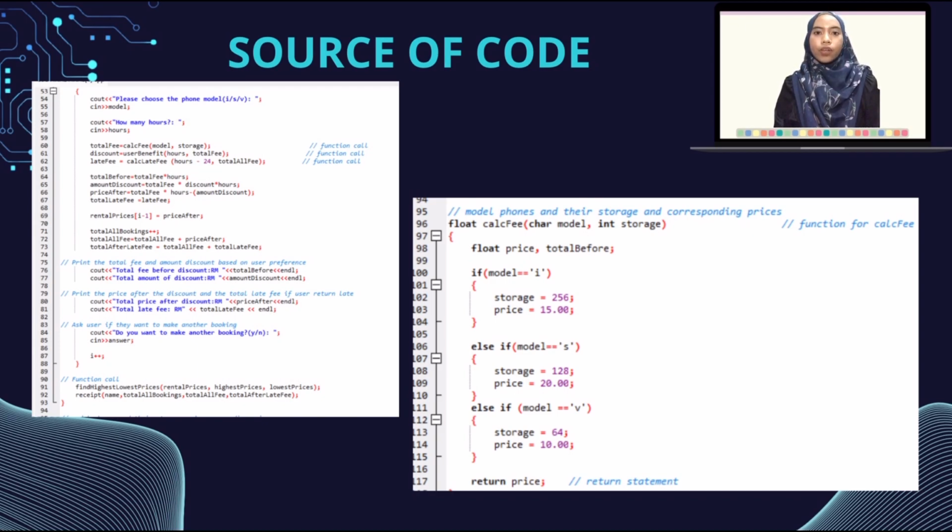Next, we will calculate the fee for the customer. We started with variable declarations, then we have selection. If the customer chooses model I, which is iPhone, the storage is 256 GB and the price will be RM15 per hour. If the customer chooses model S, which is Samsung, the storage is 128 GB and the price is RM20 per hour. If the customer chooses model V, which is Vivo, the storage will be 64 GB and the price is RM10 Malaysia per hour, then we will return the price.